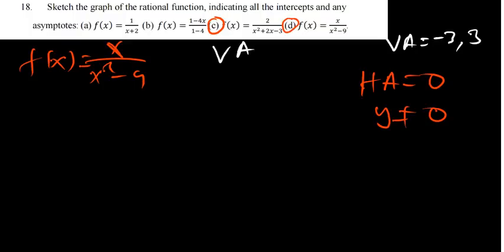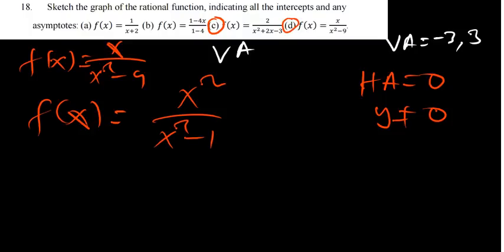In a case where you have x squared divided by x squared minus 1, the powers of x in the numerator and the denominator are the same. Then you get the coefficients and divide them to find the horizontal asymptote. In this case, my horizontal asymptote is 1 divided by 1, which is 1. In a case where you have 3 here and 2 there, you say 3 divided by 2. If the numerator and the denominator have the same power of x, you just get the coefficients and divide them.